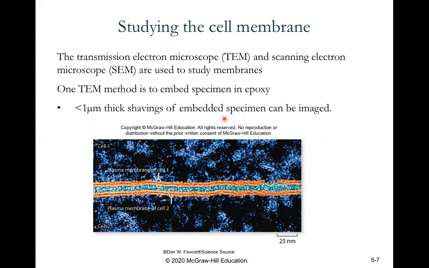So studying the cell membrane allows us to see further by looking at the transmission electron microscope, TEM, and the scanning electron microscope, the SEM, that are used to study membranes. One TEM method is to embed the specimen in epoxy. So you are able to see further into this organism. Now, this is greater than 1 micrometer thick shavings of the embedded specimen that can be imaged. Shown below, we can see cell 1, cell 2 here. And within this, the plasma membrane of cell 1 on one end and the plasma membrane of cell 2 on the other. And from there, the transition and the embedded space between is the cell junctions that allow for movements to occur.